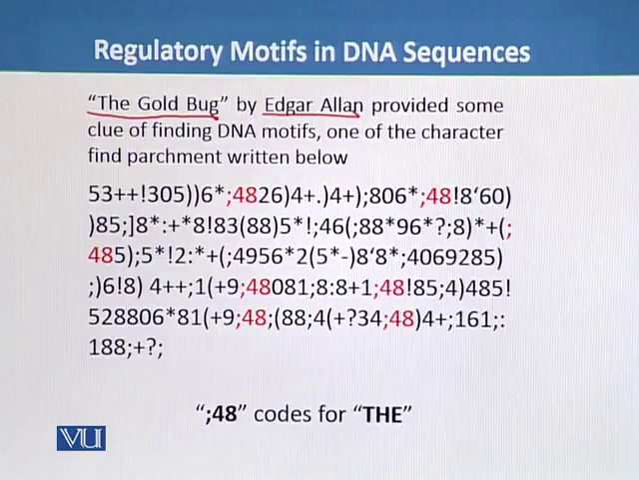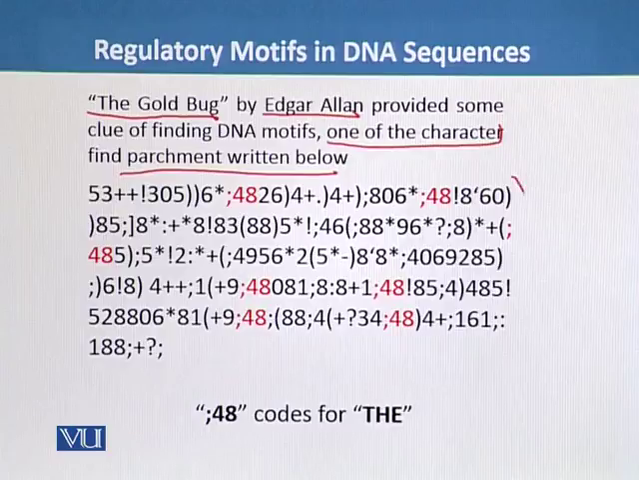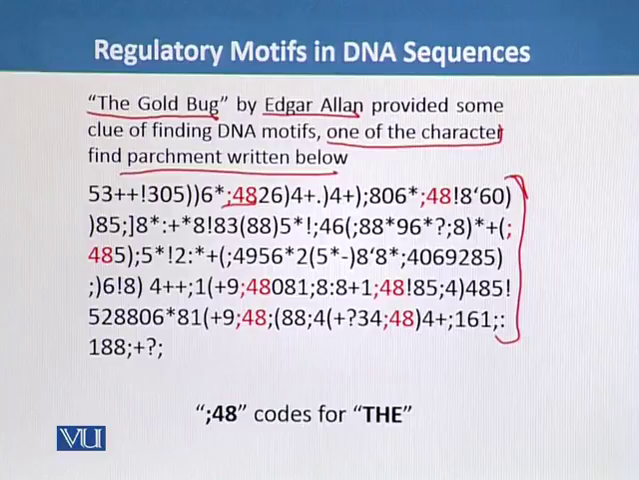It is a story in which one of the characters finds the parchment written below. We can see it has very strange alphabets and numbers written here, and we could not recognize this. Basically it is coded information that is written in the form of these integers. Here we can see that the semicolon 48 is repeatedly used in this coded information.